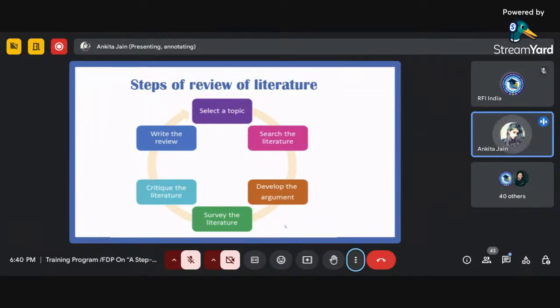Develop the argument, then survey the literature, and then you have to critique the literature: what is right, what is wrong, what needs to be considered, what should not be. Everything needs to be done, and then you have to write the review. So simply, you can collect the data as much as you can, then start reading one by one.